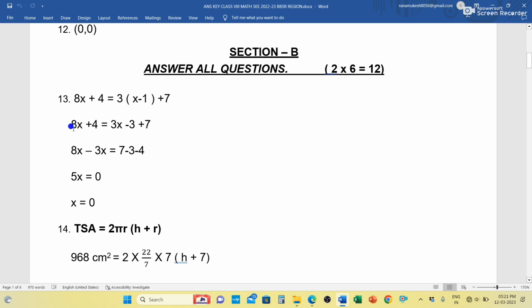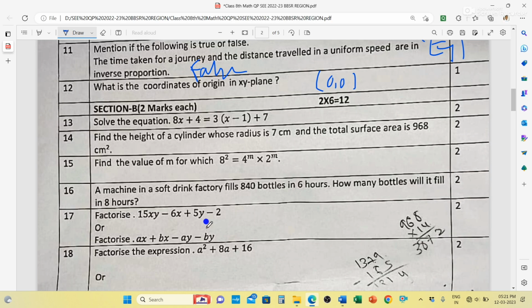Then here you will bring 3x to the left side, so it will be minus 3x. 8x minus 3x equal to 7 minus 3, and you will bring the 4 from the left side to the right side, it will become minus 4. So 7 minus 3 minus 4. So 8x minus 3x equal to 5x. 7 minus 3 minus 4 equal to 0. 5x equal to 0, then x will also be 0.